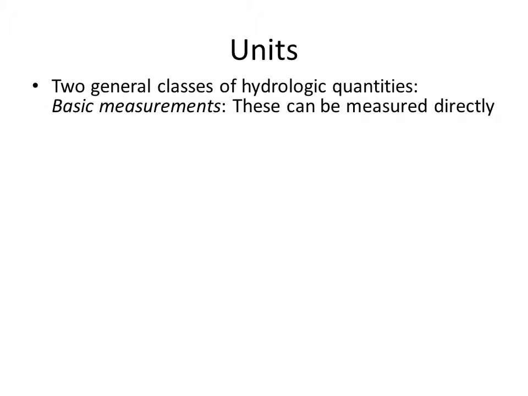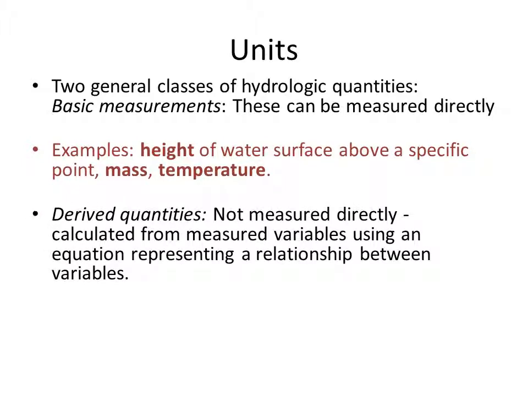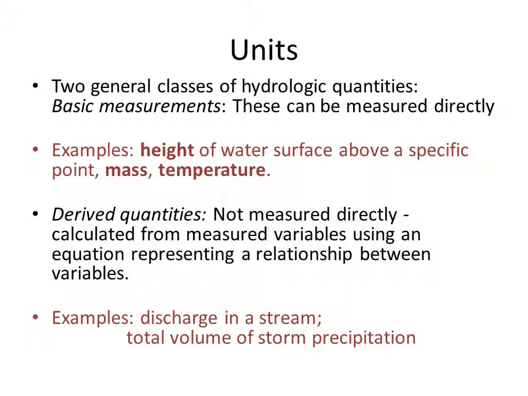There are two general classes of hydrologic quantities. They include basic measurements, which can be measured directly. Examples include the height of a water surface above a specific point; mass, in kilograms or pounds; and temperature, in degrees Celsius or even degrees Kelvin. And then there are also derived quantities. Derived quantities are very important because we work with them very frequently.